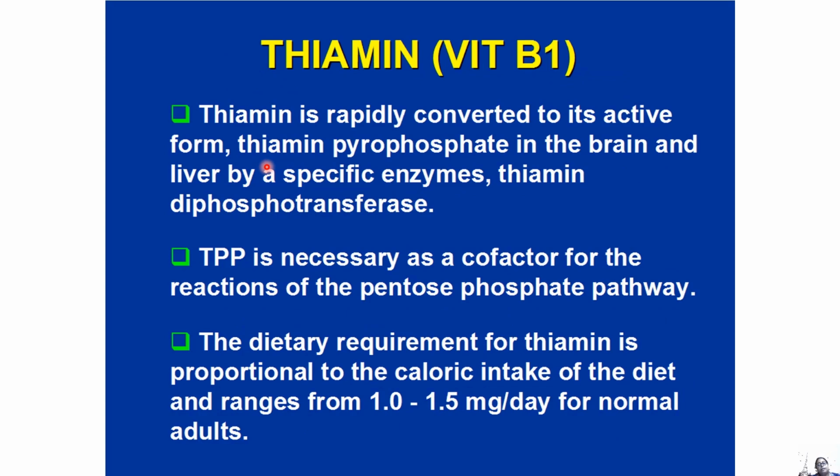Thiamine is rapidly converted to its active form, thiamine pyrophosphate, in the brain and liver by a specific enzyme, thiamine diphosphotransferase. Now, this TPP is necessary as a cofactor for the reactions of the pentose phosphate pathway. So, the dietary requirement for thiamine is proportional to the caloric intake of the diet and ranges from 1 to 1.5 mg per day for normal adults.